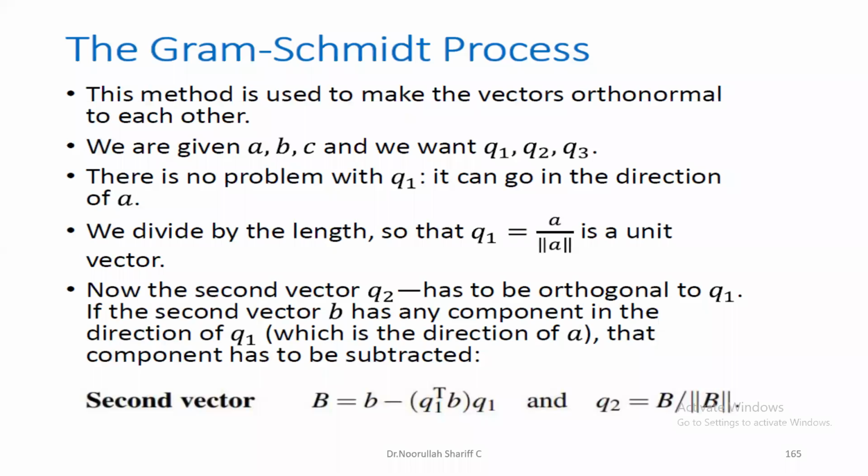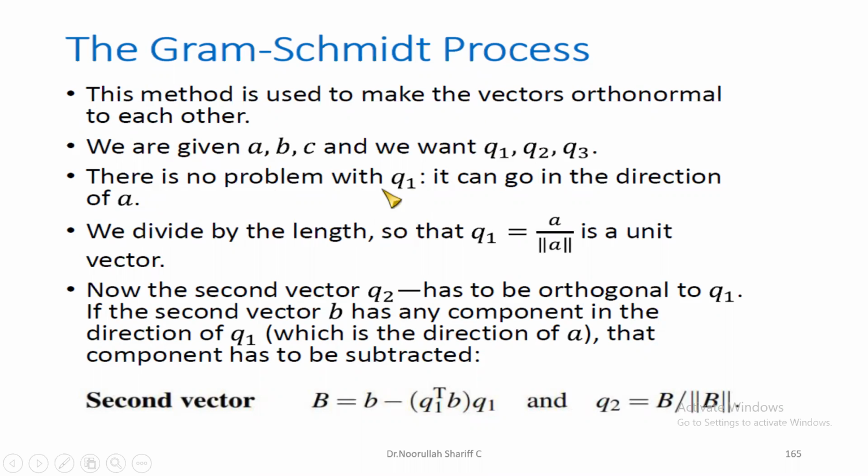Now, the Gram-Schmidt process is used to make the vectors orthonormal to each other. That is, if we are given vectors A, B, C, and we want them to be in the form of orthonormal vectors, these are not orthonormal vectors. We want to convert them into orthonormal vectors. Then what do we do?